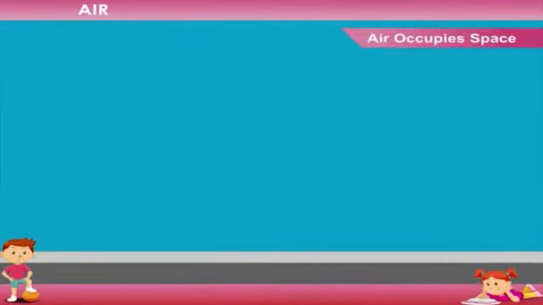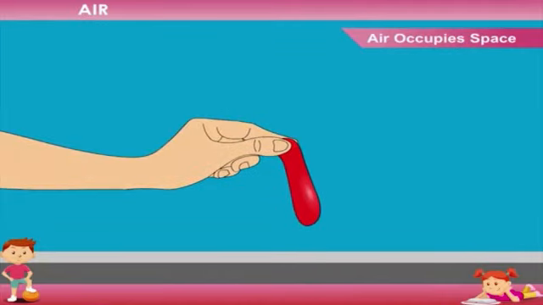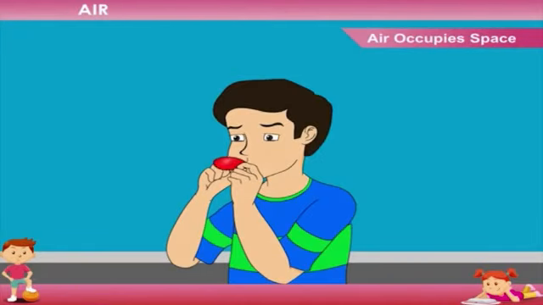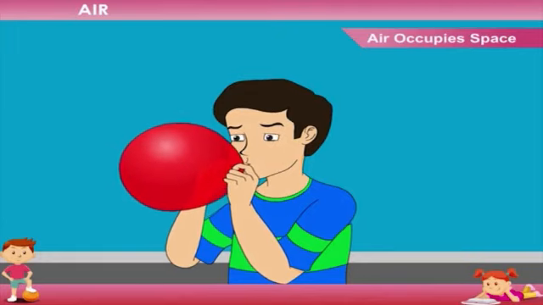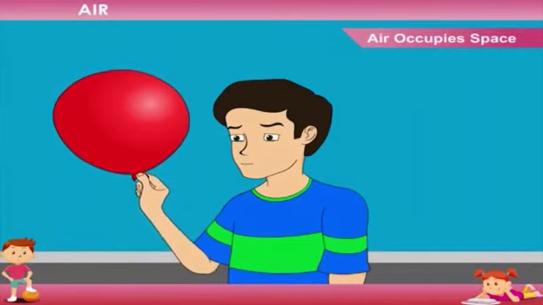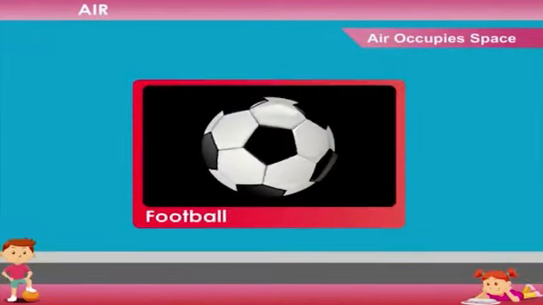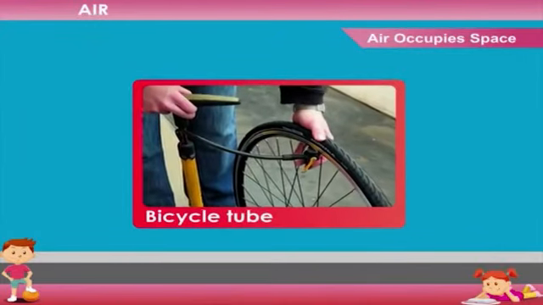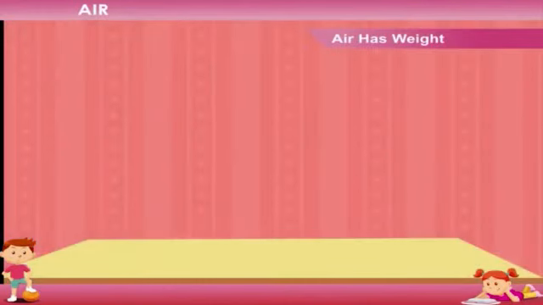Air occupies space. Take a balloon. Blow air into it. The balloon becomes bigger and bigger when it is filled with air. This shows that air occupies space. We can fill air in a swimming tube, football, bicycle tube, etc.